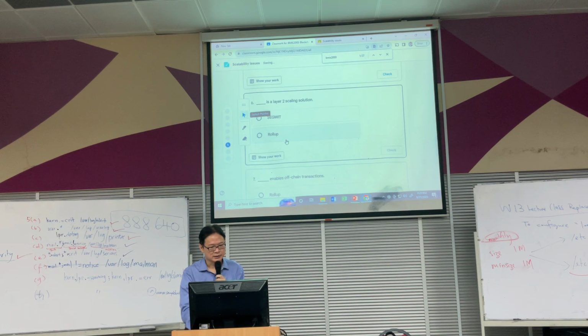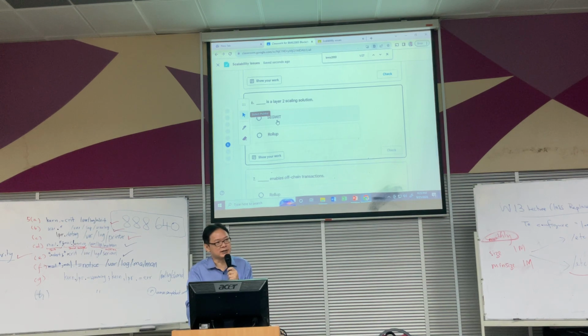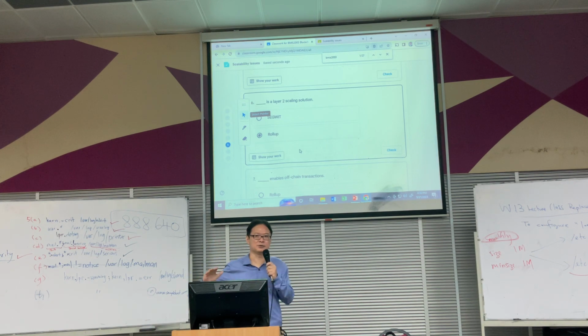Okay. Which of the following is a layer 2 solution? SegWit is not. This is for Bitcoin, where you move all those witness data to somewhere else, so you have more room to accommodate those input and output transactions. So the answer is rollup. Rollup is a very typical example and the most promising layer 2 scaling solution. Rollup, because you roll a bunch of transactions up, then you commit the summary back to the main network.